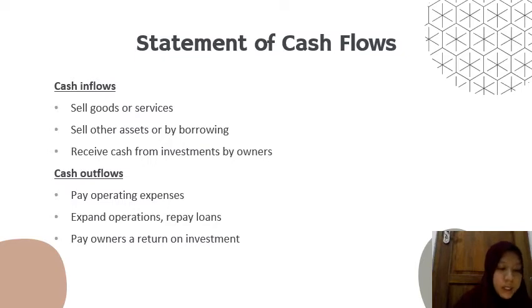Activities that result in cash inflows are sell goods or services, sell other assets or by borrowing, receive cash from investment by owners. And activities that result in cash outflows are pay operating expenses, expand operation, pay loans, and pay owners a return on investment.